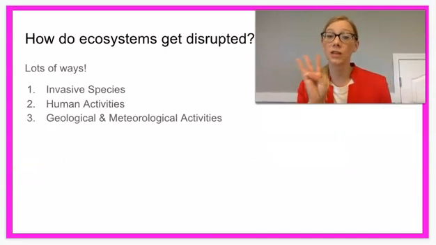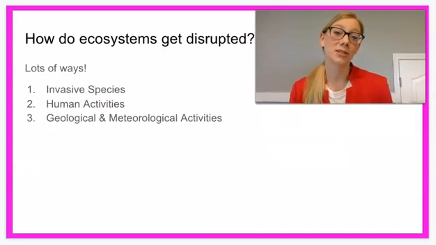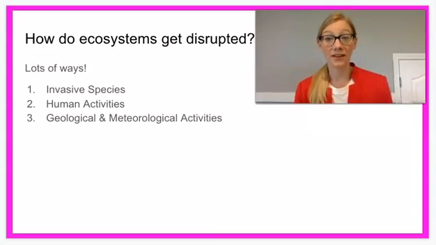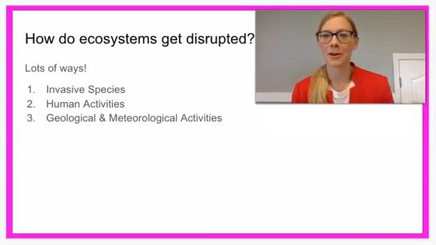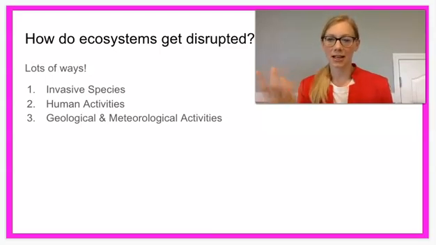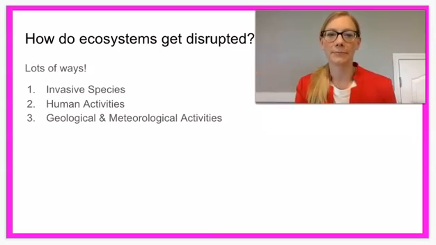We're going to talk about 3 ways you can disrupt an ecosystem. We're going to talk about invasive species, some human activities, and geological and meteorological activities or events that happen. Now, we're going to talk about all 3 of these very, very briefly. We could spend lots of time on them. And also remember, these aren't the only 3 ways that you can disrupt an ecosystem. There are actually lots of ways in which you can disrupt an ecosystem. We're just going to focus on these 3 for today.